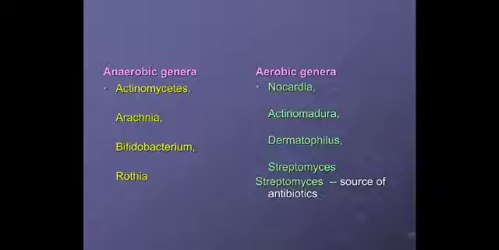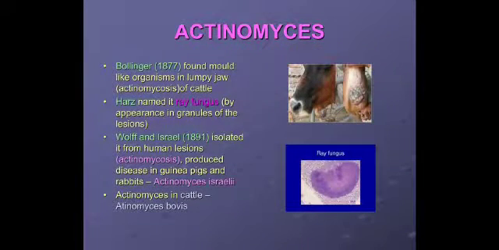or anaerobic genera can cause a condition called actinomycosis. Okay, so the clinical condition is called actinomycosis, and Streptomyces, which is a very rare cause of actinomycosis in humans, is a very important source of antibiotics like streptomycin. Now coming to the genus Actinomyces, as I told you, it is an anaerobic genus belonging to the group actinomycetes.